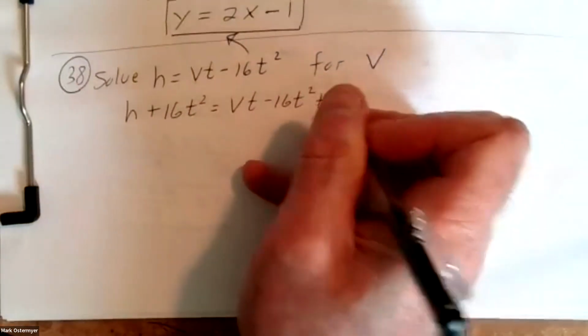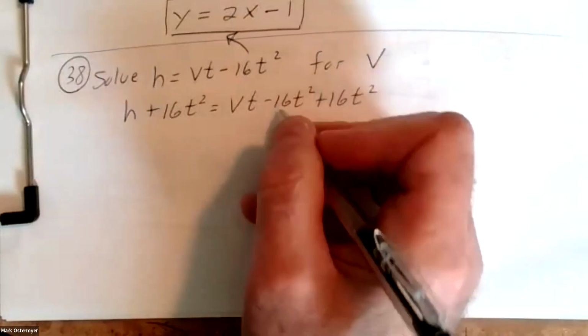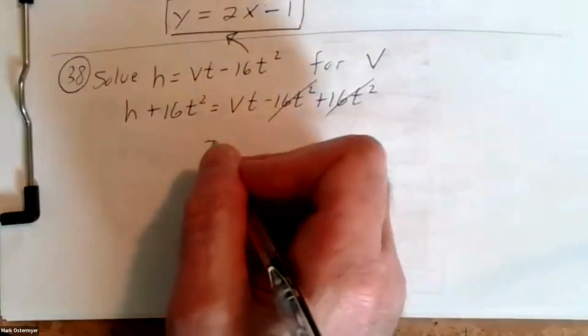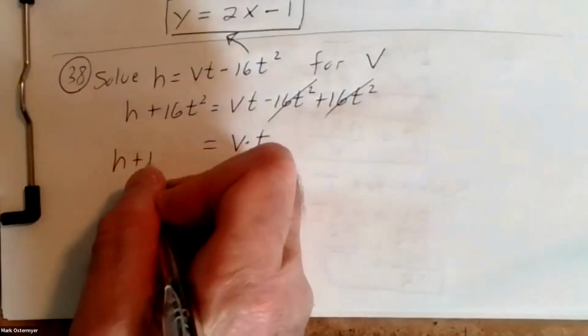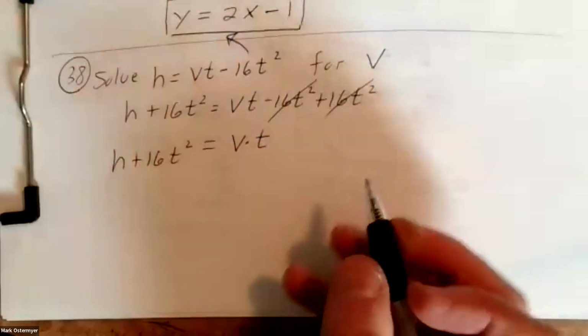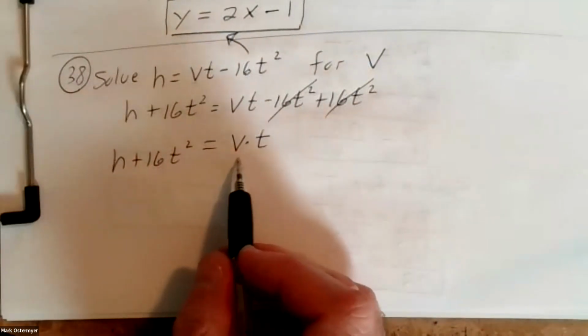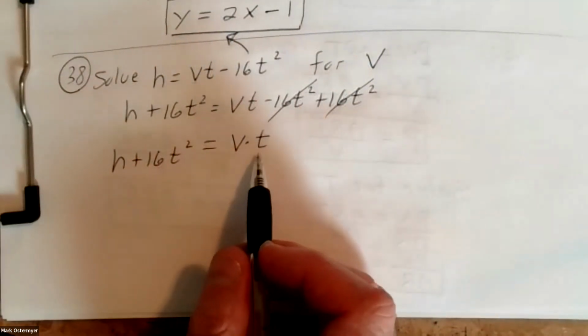And when I add 16T squared to the right side of the equation, it drops out, leaving me with V times T. And on the left side, we got H plus 16T squared. Finally, how do I get V by itself? How do I get rid of this factor of T?